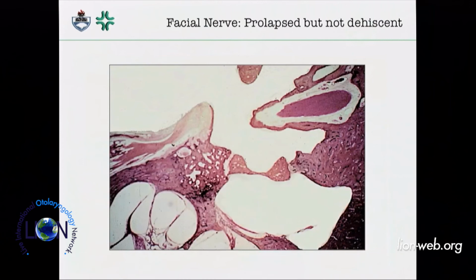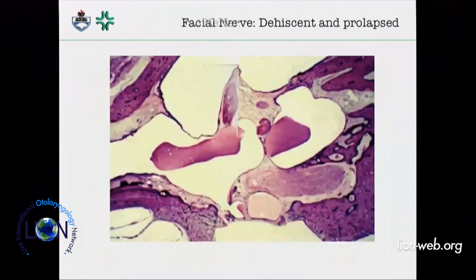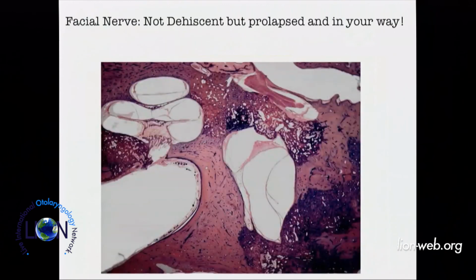But here, we have a facial nerve that is prolapsed, but not dehiscent. And here, we have a facial nerve that is dehiscent and prolapsed to the oval window. So we have all kinds of situations, and you can study that perfectly with the CT scan in the preoperative period. See? Sometimes, and here, it's even worse. You have the obliterative focus and sitting over it, the facial nerve. Oh, that will be really a bad thing here.